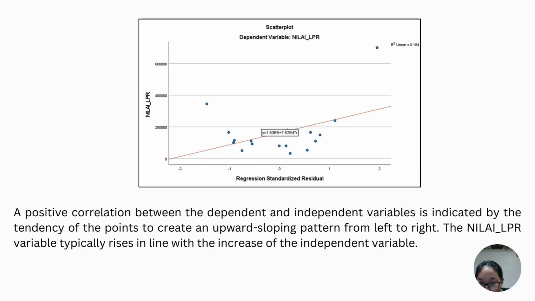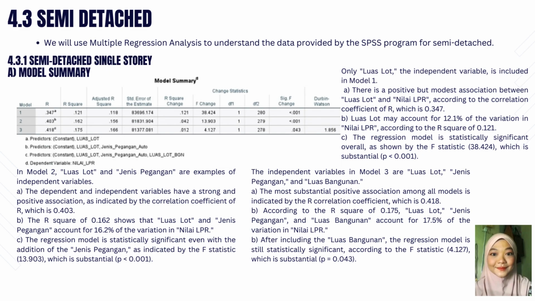Scatter plot. A positive correlation between a dependent and independent variable is indicated by the tendency of the points to create an outward sloping pattern from left to right. The nilai LPR variable typically rises in line with the increase of the independent variable. I will continue with 4.3, which is semi-detached.